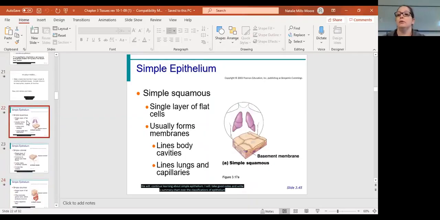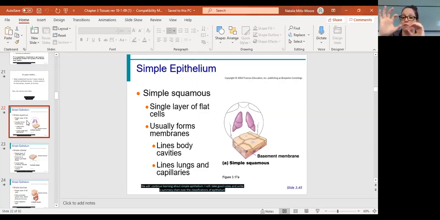So we're going to talk about simple epithelium. Simple means one layer. Simple squamous is a single layer of flat scale-like cells. It usually forms membranes, lines body cavities, and lines the lungs and the capillaries. It is essential that our lungs and our capillaries come down to only one layer of cells, specifically in the alveoli. Remember, the alveoli are those grape-like sacs in the lung that allow for gas exchange.